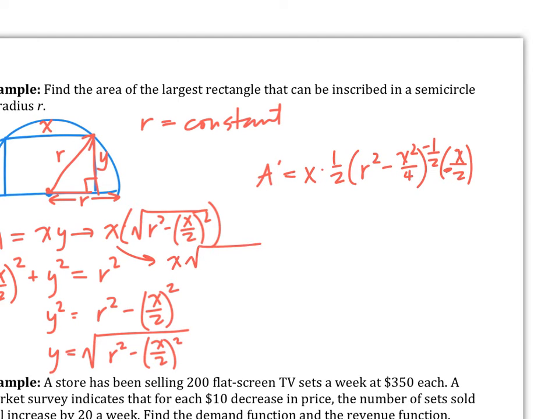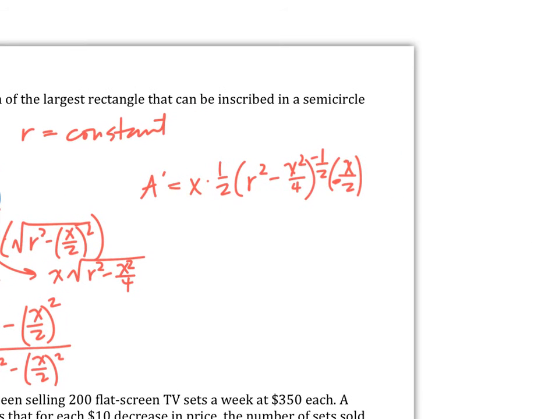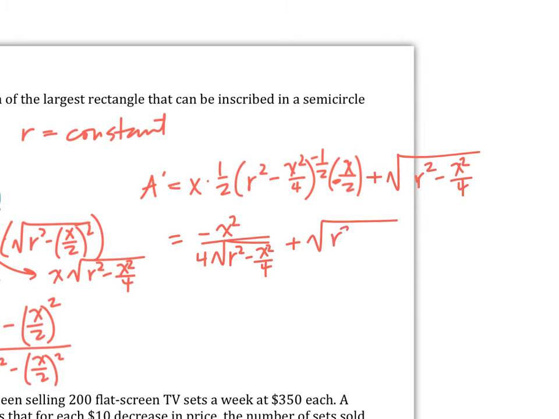x square root r squared minus x squared over 4. Okay, plus square root of r squared minus x squared over 4, oh, I didn't do the product rule. That's it. Times the derivative of x is 1. Okay, now try to simplify this. So negative x squared over 4 square root r squared minus x squared over 4 plus square root r squared minus x squared over 4.